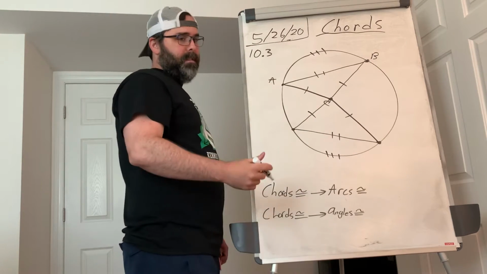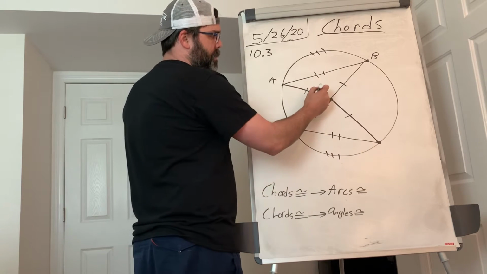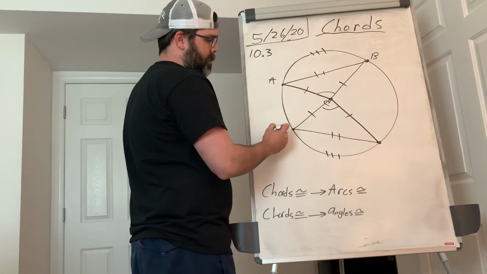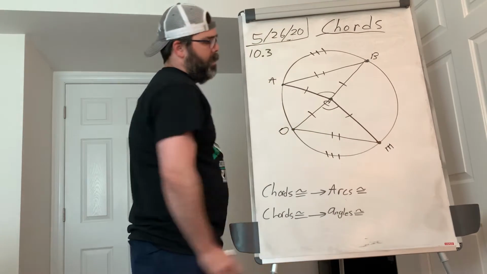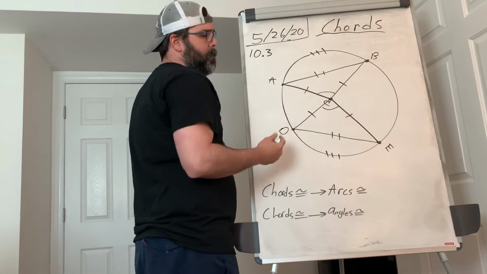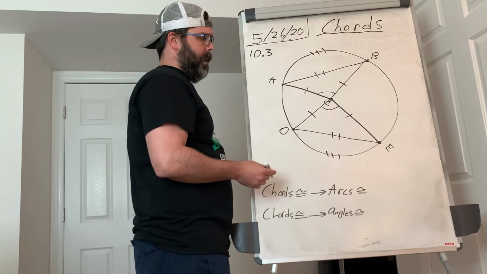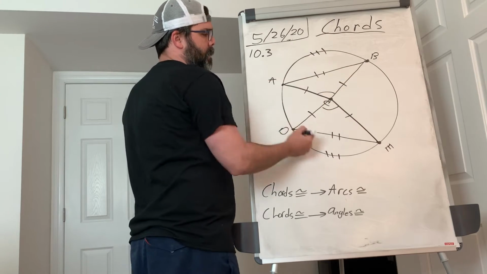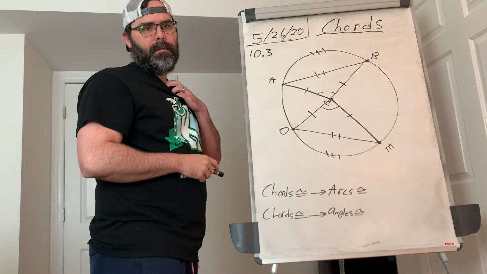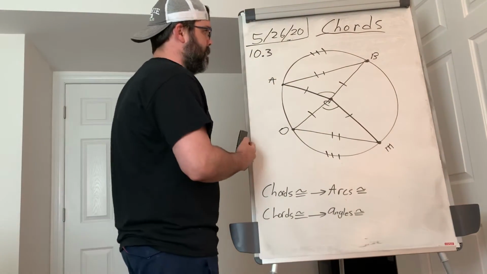The chord angle theorem says that if this chord is congruent to this chord, then their central angles must also be congruent. This angle is congruent to this angle. We'll call it D, E. So, if AB is congruent to DE, then angle ACB must be congruent to DCE. All right. And the converse of that. If this angle is congruent to this angle, then their chords are also congruent. All right. Any questions so far? All right. I just saved us like 20 minutes of explanation.